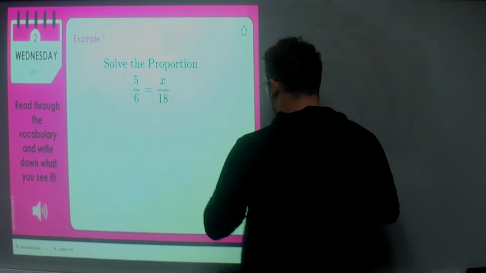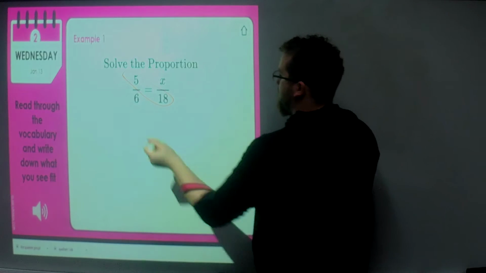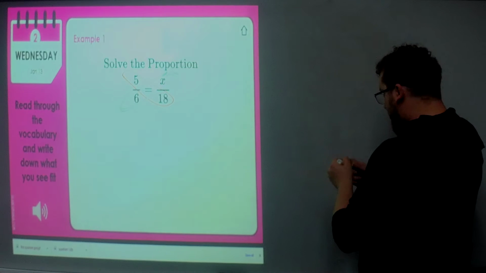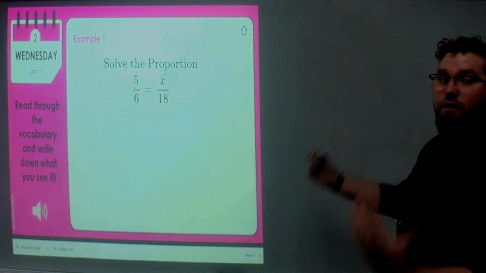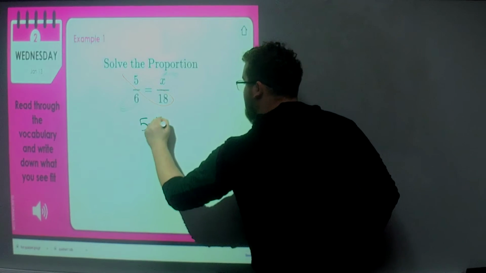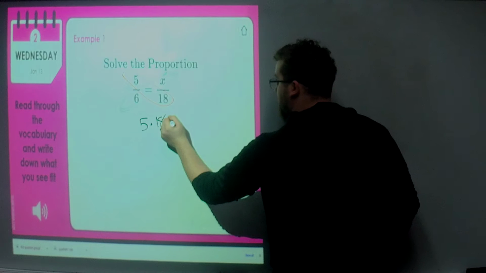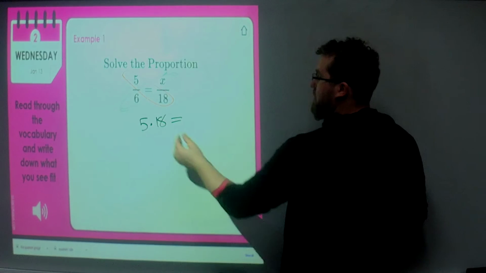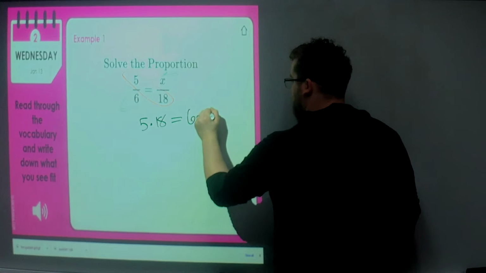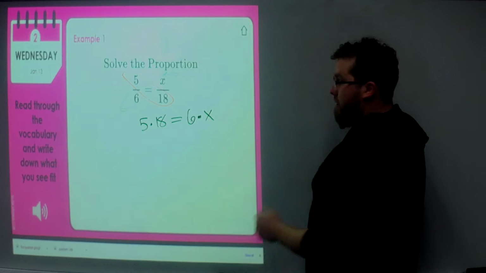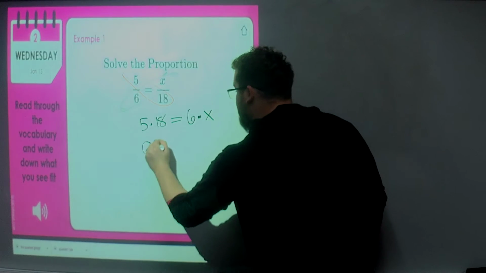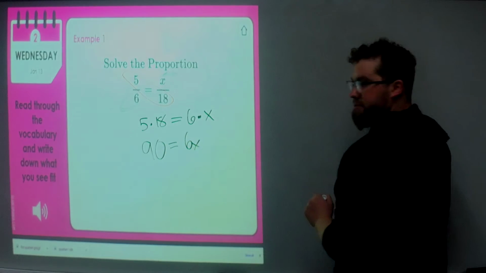So that's where we're going. We're going to cross multiply and then divide. So we take 5 times 18. Keep your equal sign because it's in both. Equals 6 times x. Well, that's just 6x. 5 times 18 is 90. So 90 equals 6x.